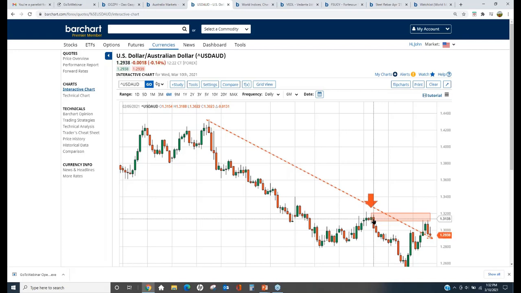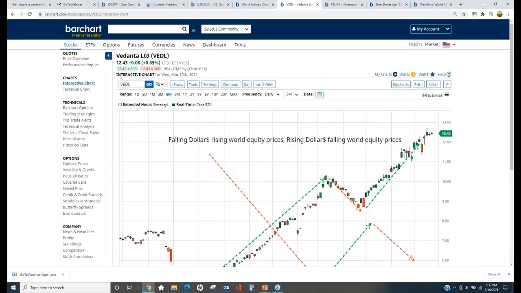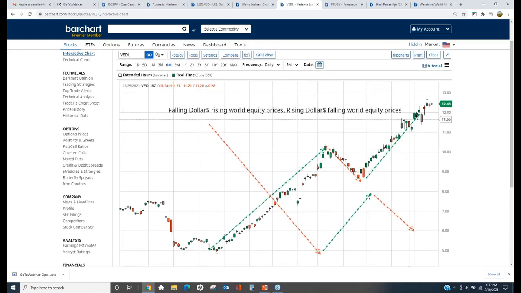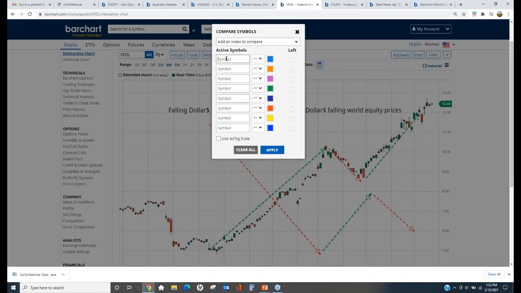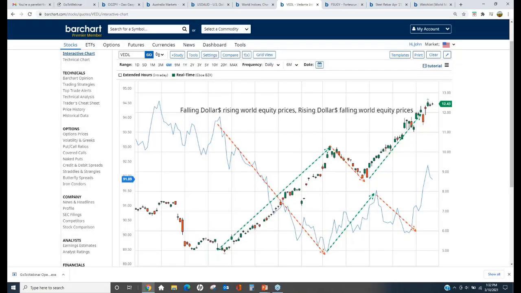the Australian dollar. Now, remember our Indian stock that we talked about? And again, this concept of falling dollar, rising world equity prices, rising commodity prices, rising dollar, falling world equity prices. So here is our stock, and you can see the price movement here. Now I'm going to just add our dollar index on top of it. And there's that correlation that we talked about, right? This falling US dollar, rising world equity prices.